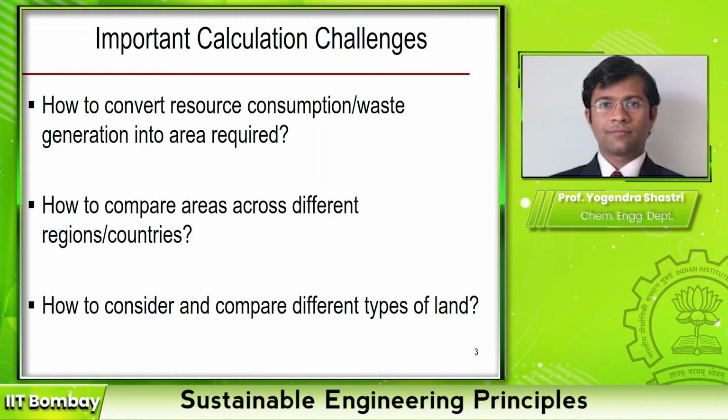The third question is, how do you compare across and consider different types of land? For example, the resources that you need are provided by either agricultural land or forest land or built up area. How do you compare them? Is 1 hectare of agricultural land the same as 1 hectare of forest land? This is also an important question. So in the rest of this video, I will answer these three questions sequentially and in the process explain the method of calculation and the mathematics behind it. So let's start with the first question.